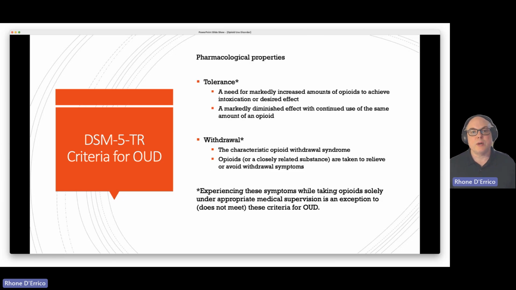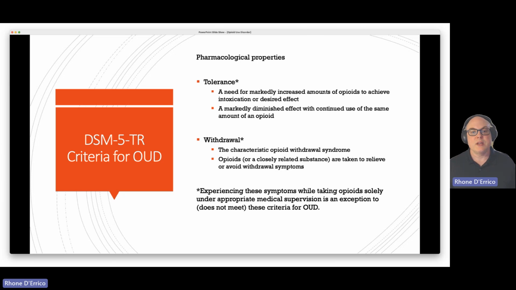Lastly, we get to the pharmacological properties of opioids. What is this? Specific to the DSM-5, there are two: tolerance and withdrawal. Tolerance means you need more and more of the medication to get the same effect, or if you're using the same amount of medication, the effect is less and less. It's basically saying the same thing two different ways.